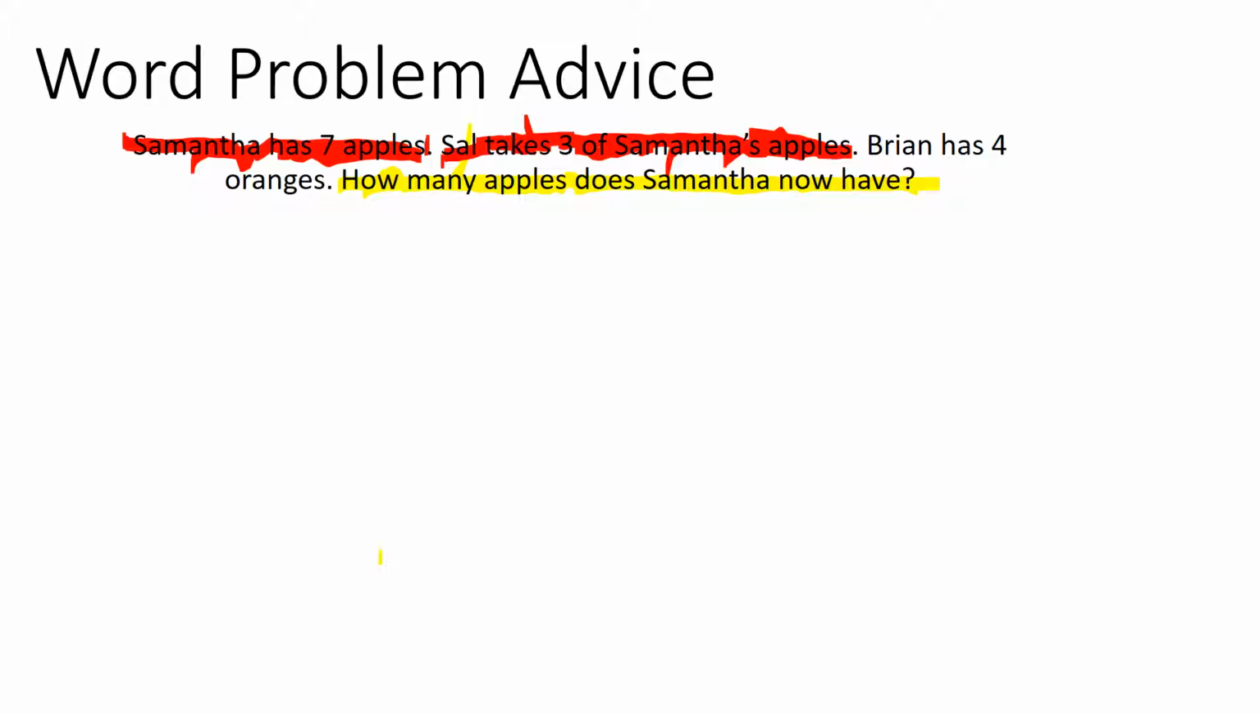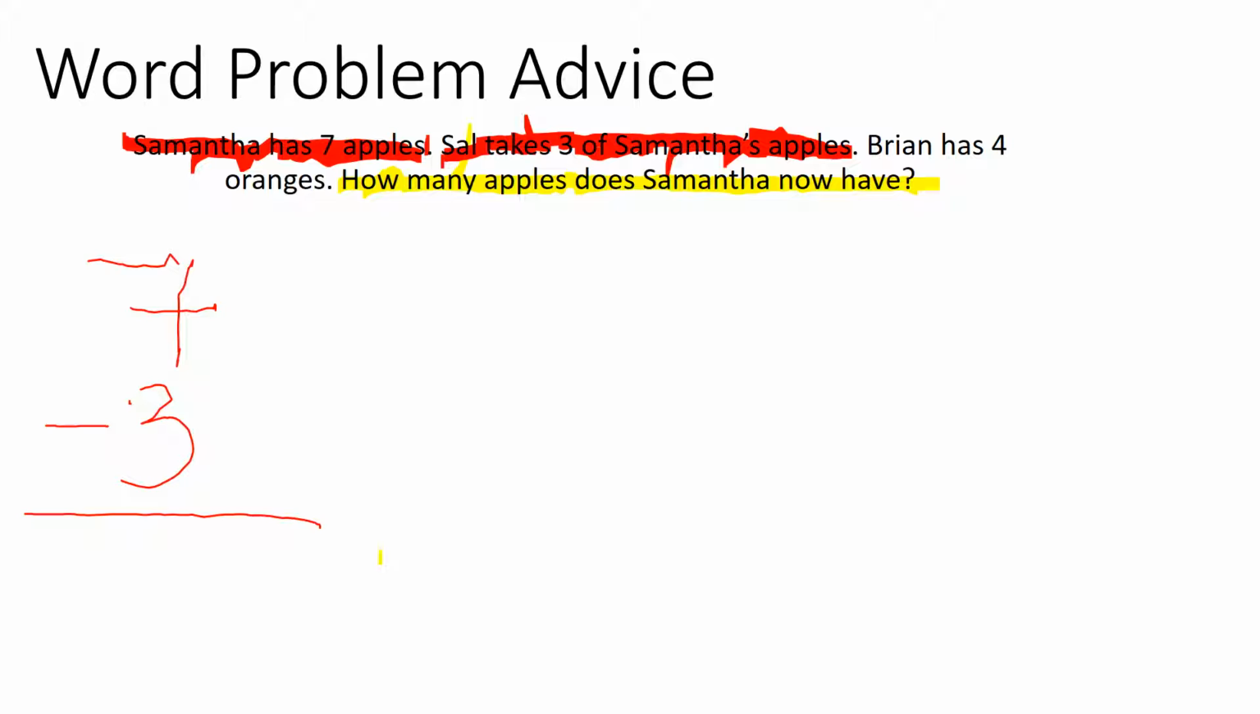So I'm going to write down some quick facts. I know that Samantha starts with 7 apples. And then I know Sal takes 3 of Samantha's apples away. Take away is the operation of subtraction, just as giving is the operation of addition. So he takes away 3 of her apples.